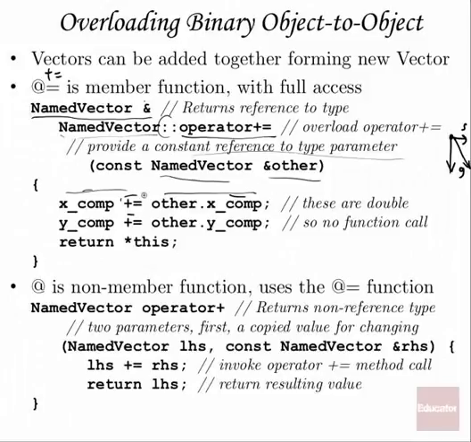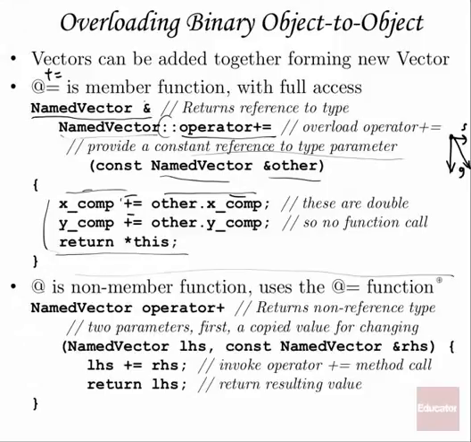And then we're going to return this. So we've taken this and we've added that, and we're going to return this. And so the result of this will be this plus the other object, the other vector. And no temporary variables are necessary. We're just returning it. Now we're going to add a non-member function.